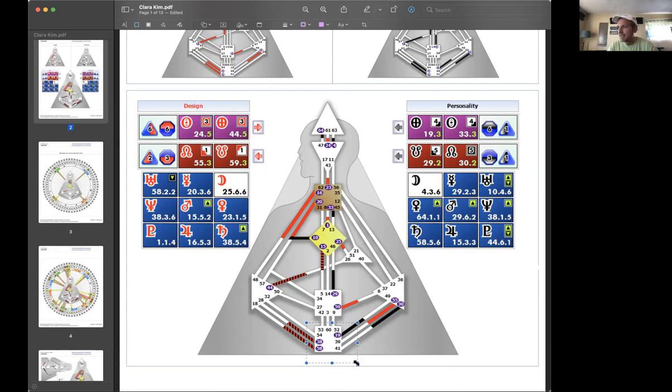But what I'm trying to say is these undefined centers are always going to interfere, and you're going to start to notice their interference. With that undefined root, it'll interfere by saying, hurry up. That undefined sacral will interfere by saying, we need more. And that undefined spleen will interfere by saying, it's not done yet. It won't want to let go when things are finished.